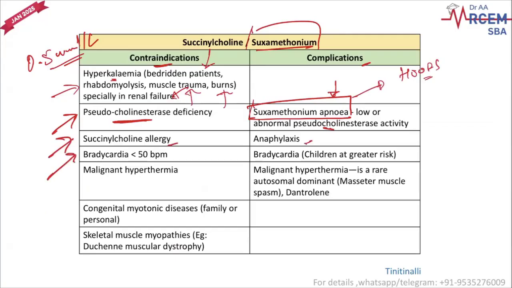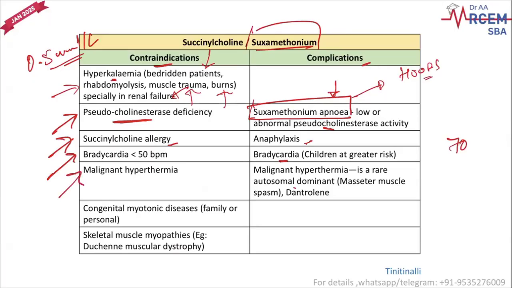Anyone who is known to be allergic to this drug, do not give it, as it can cause anaphylaxis. Bradycardia: if the patient has bradycardia, you need to be especially worried in children. Whenever you're using it in children, if a borderline heart rate of around 70 is present, we still tend to avoid using succinylcholine because it can cause bradycardia, a greatest risk in children.